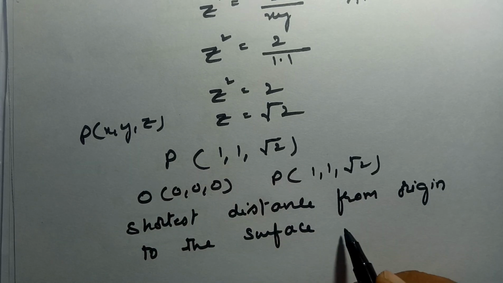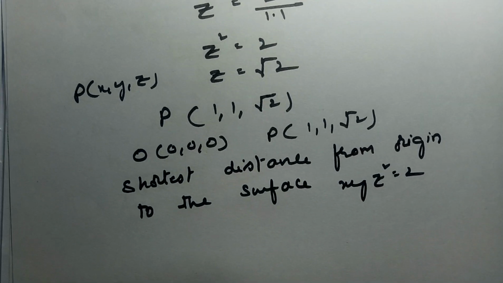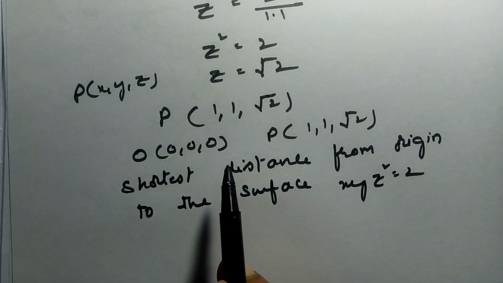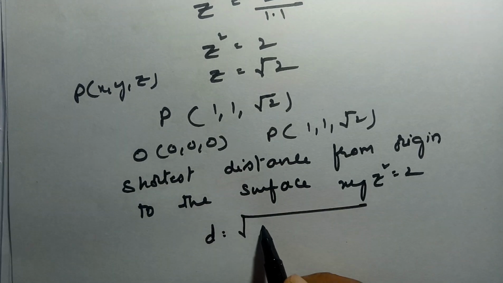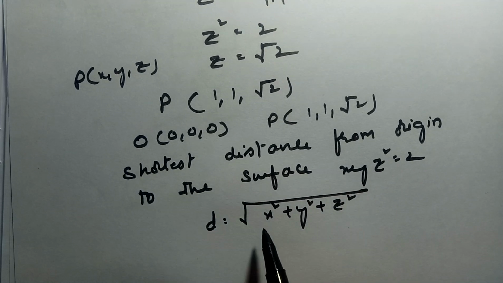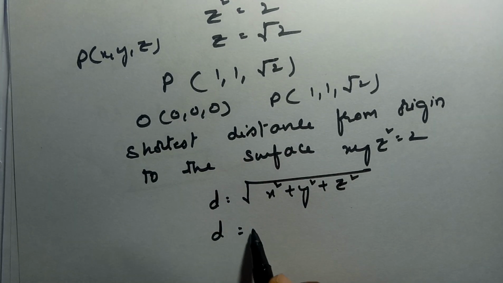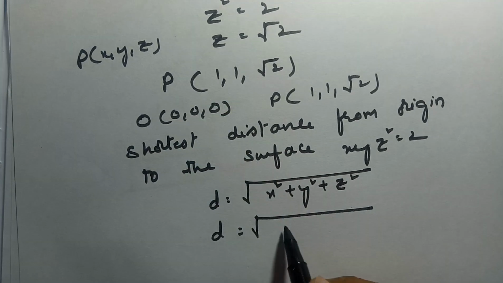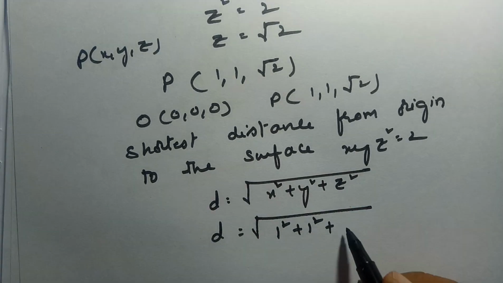See, to the surface xyz² = 2. So this is the question: how to find the shortest distance. That distance I have to make will be x² + y² + z². The formula from the origin to a certain point (x, y, z) will be x² + y² + z². So x value is 1, y is 1, and z is root 2.